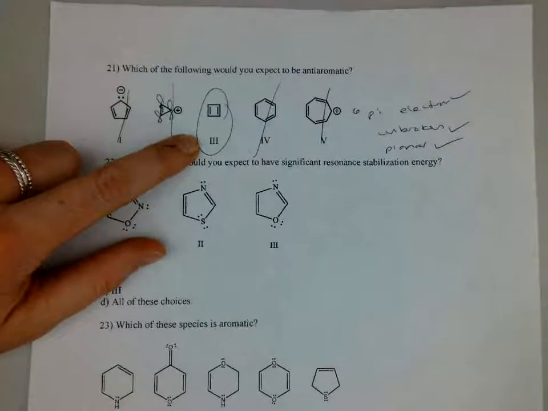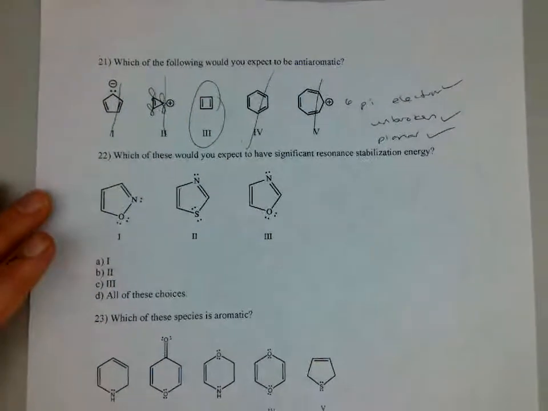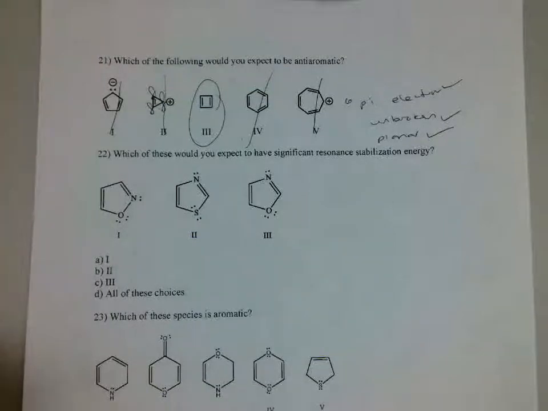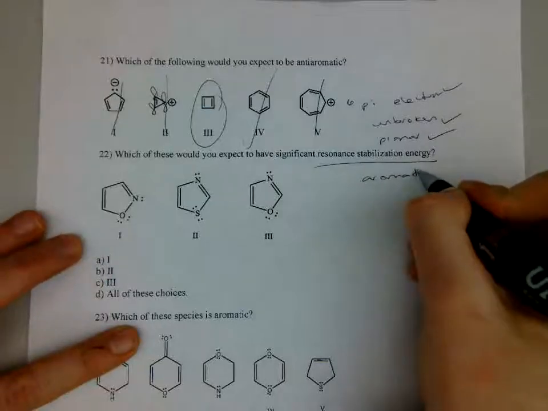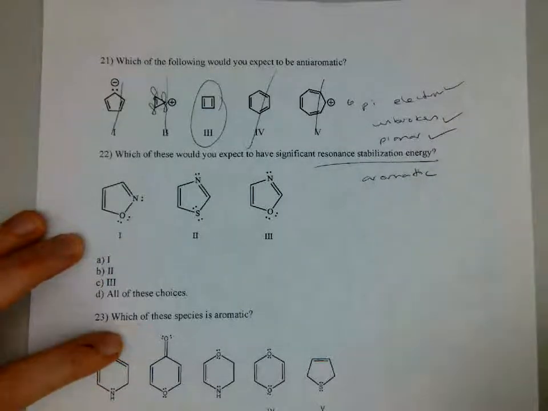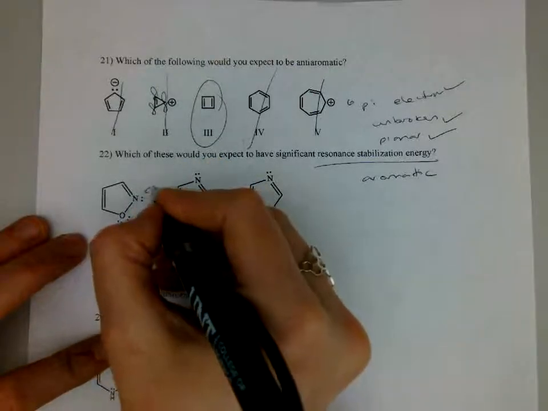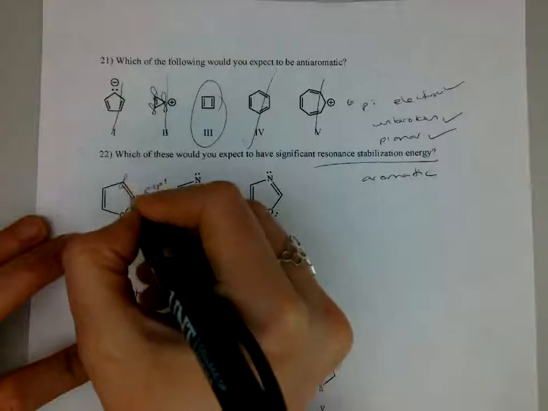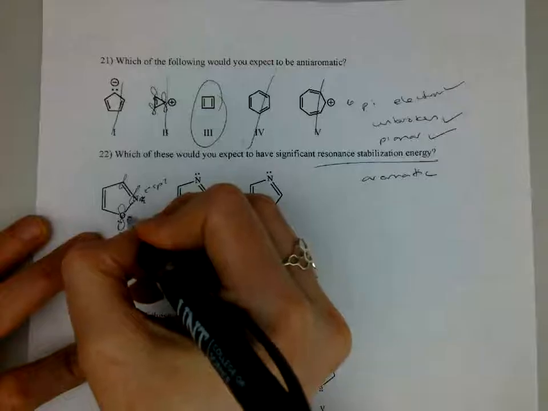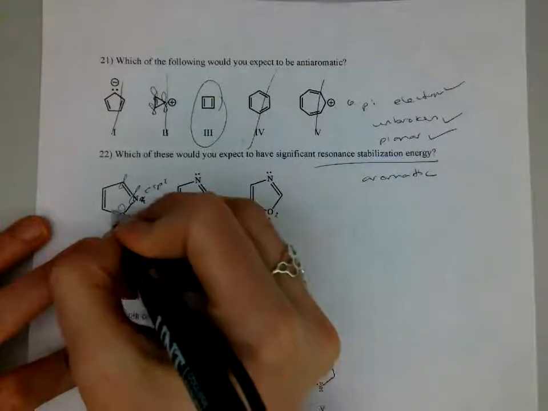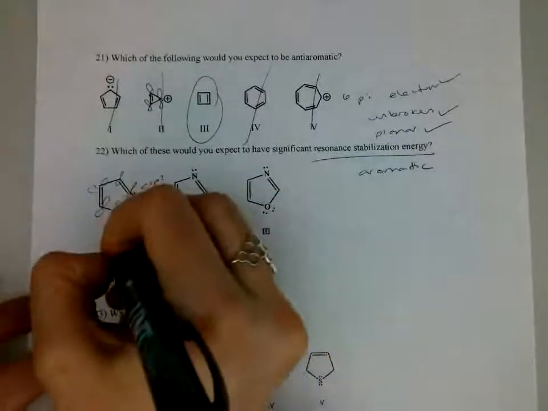We've done that a lot already on this practice problem, but you still want to check because sometimes multiple things could be the right answer. Okay, which of these would you expect to have significant resonance stabilization energy? So that's another way of asking which of these is going to be aromatic. So I would expect this lone pair to be hybridized because there's already a p orbital here. I would expect one of these lone pairs to be hybridized. So 2, 4, 6. So I would expect this to be aromatic.